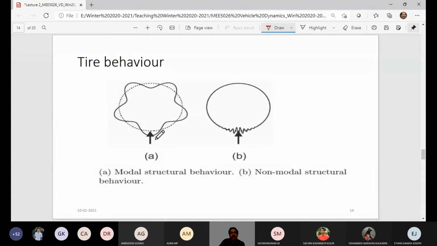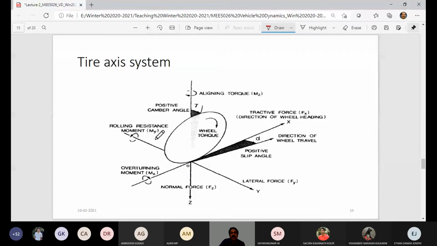And of course, in the last class we looked at this tire axis system. This tire axis system is a right-hand Cartesian coordinate system, also called the SAE tire coordinate system. What is important here is that the x-axis is the vertical plane's intersection with the ground. But the wheel plane is at an angle to this vertical plane. That angle is called the camber angle.